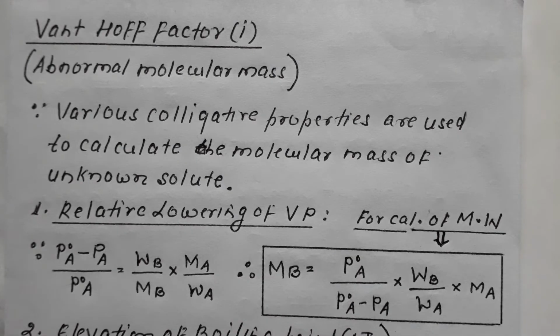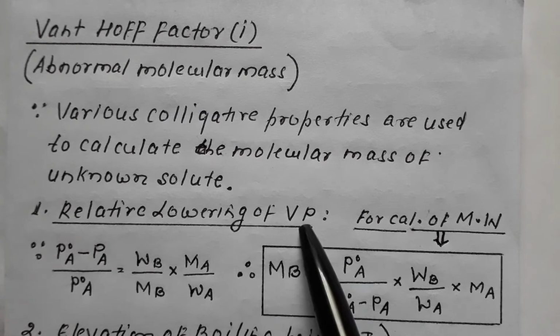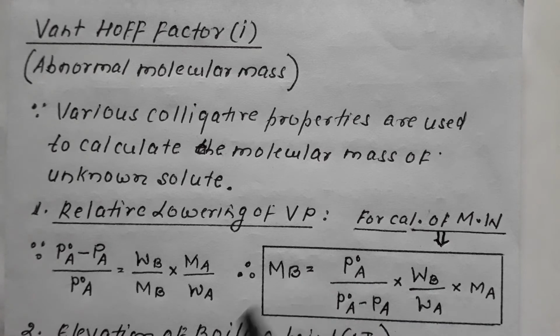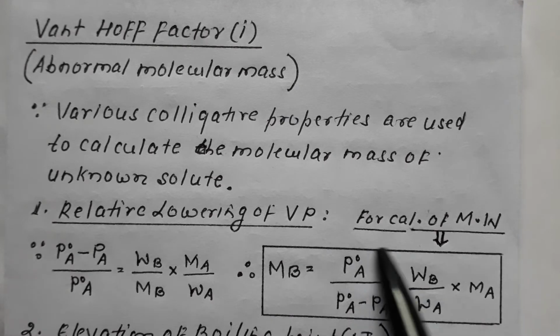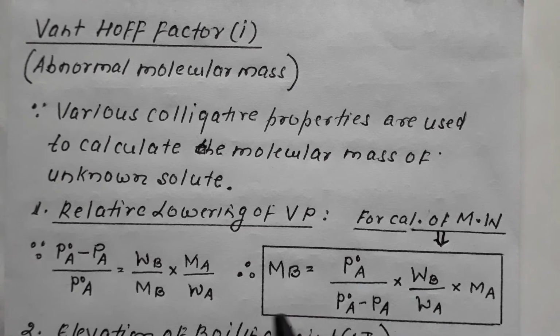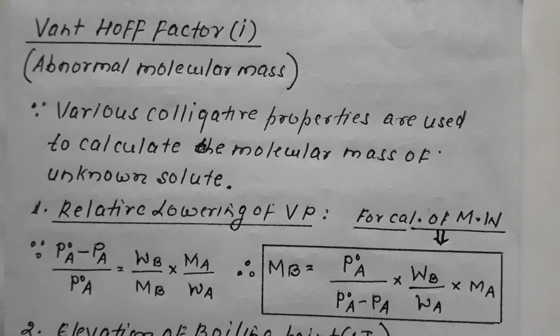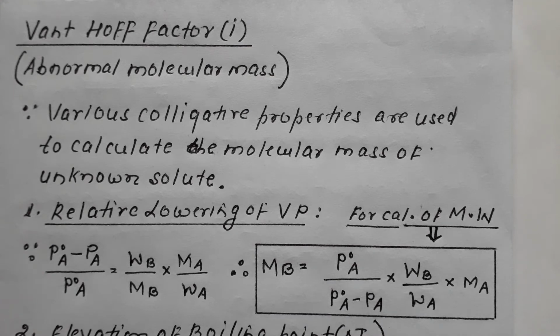Therefore, the molecular mass we calculate, for example, in the case of relative lowering of vapor pressure, where the formula is (P0A minus PA) upon P0A is equal to WB upon MB into MA upon WA. Now this formula can be readjusted to calculate the molecular weight MB. MB is equal to P0A upon (P0A minus PA) into WB upon WA into MA. This way we can calculate the molecular weight of an unknown solute using relative lowering of vapor pressure.